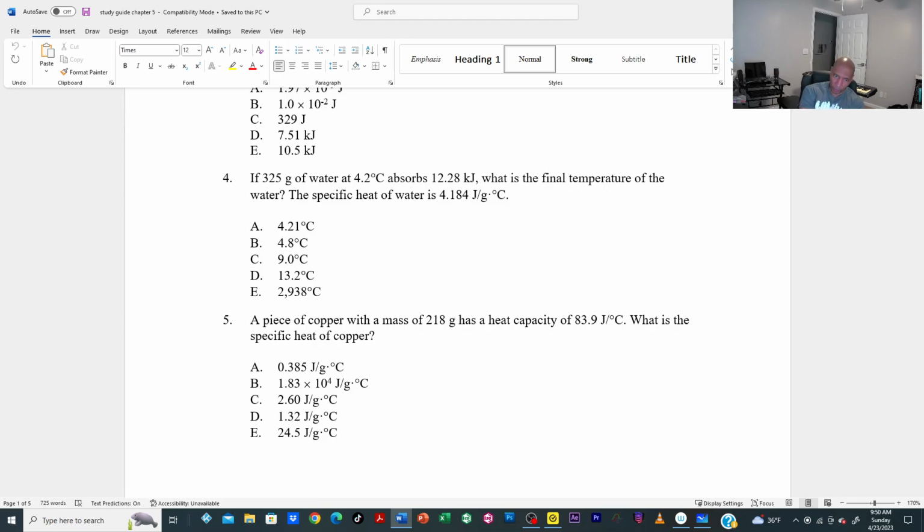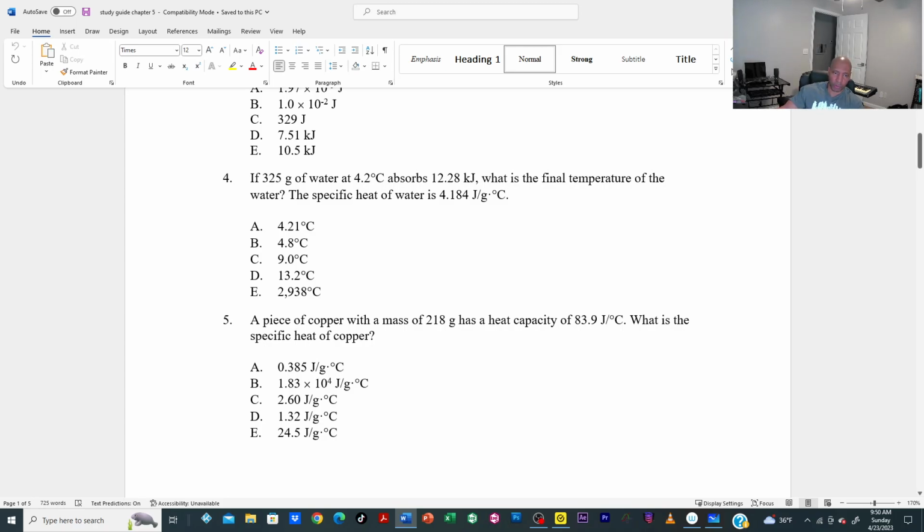If 325 grams of water at 4.2 degrees Celsius absorbs 12.28 kilojoules, what is the final temperature of the water? The specific heat of water is 4.184 joules per gram per degree Celsius. Now notice that the specific heat has units of joules per gram per degree Celsius, but they give us the amount of heat absorbed in kilojoules.